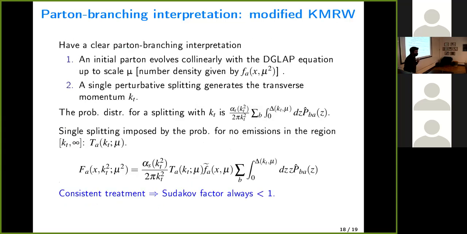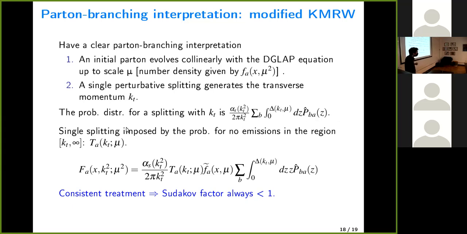But now, if you take my proposition, you have a much clearer interpretation in terms of parton branching. First, you have an initial parton which is collinear to the proton, which is the typical picture with the DGLAP equation. It has an evolution up to scale mu, and the number of these partons is given by the number density F of x and mu square, right? And then at the end, you generate the transverse momentum just by one perturbative splitting. In that way you generate the transverse momentum. And the probability for this splitting is given by this equation here.